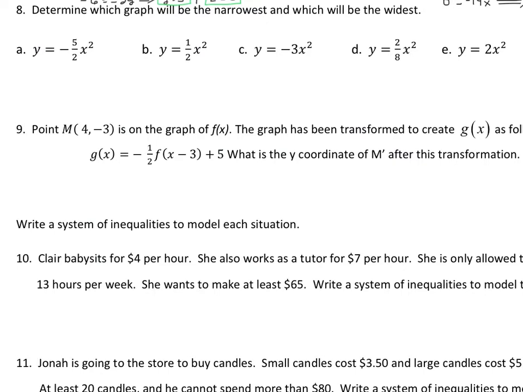All right, in problem number 8, we are determining which graph will have the narrowest and which will be the widest graph. So we really only need to look at this value right here of our a. It doesn't matter if it's negative or not. This doesn't have anything to do with how wide or narrow the graph is. This negative sign here only has to do with the reflection of the graph. If there's a negative sign here, it just means that the graph is reflected vertically. So a negative sign doesn't have anything to do with how wide or narrow the graph is.